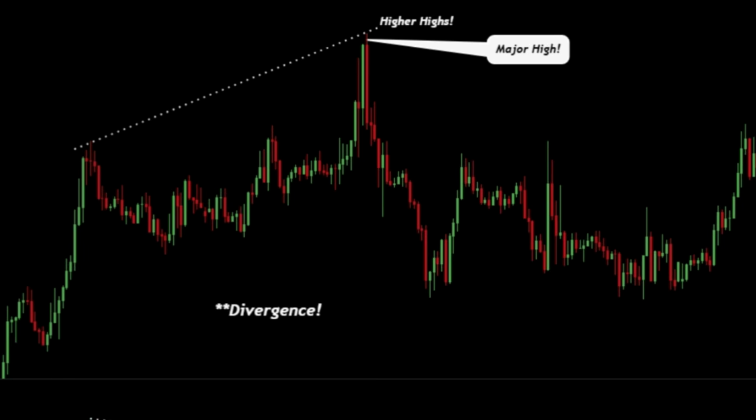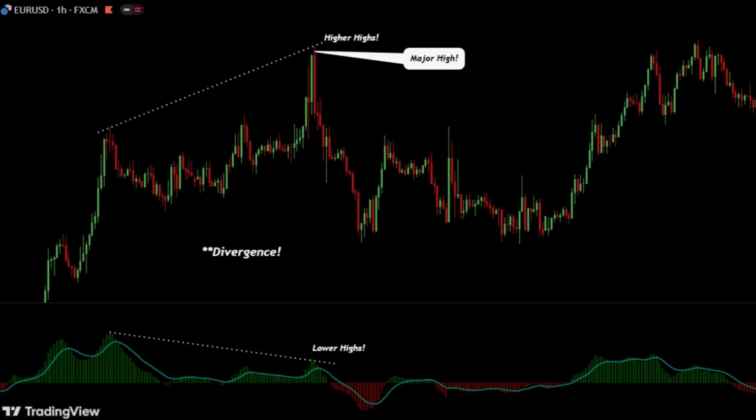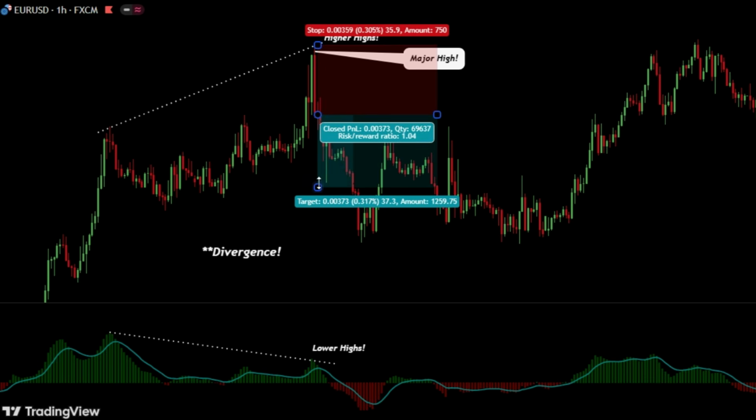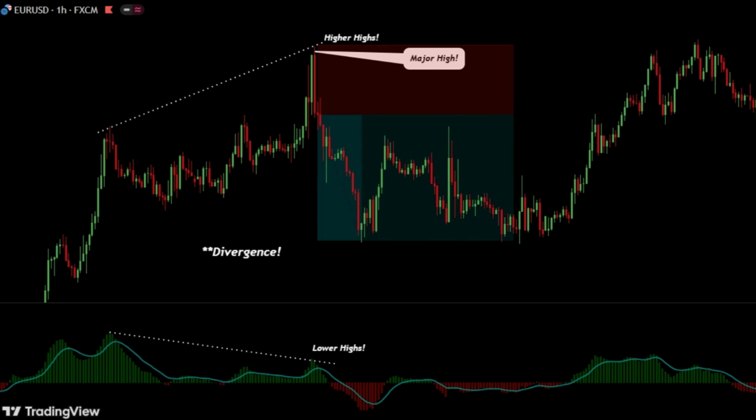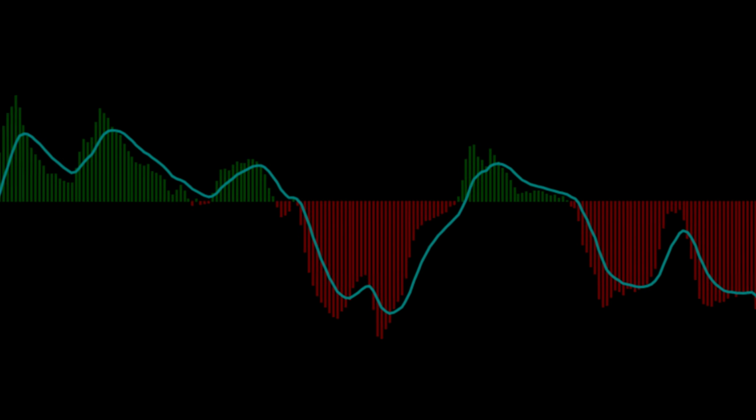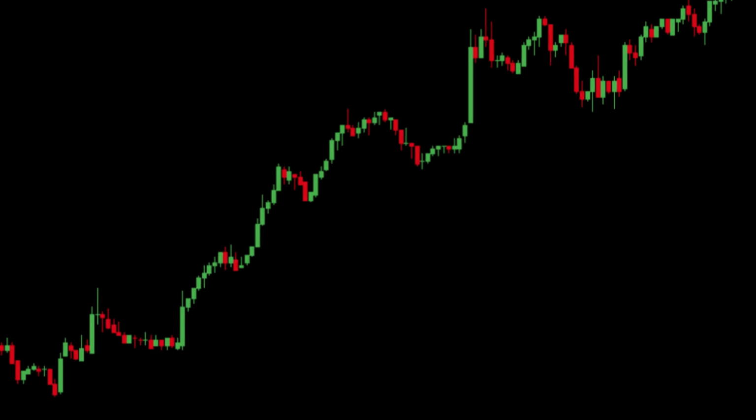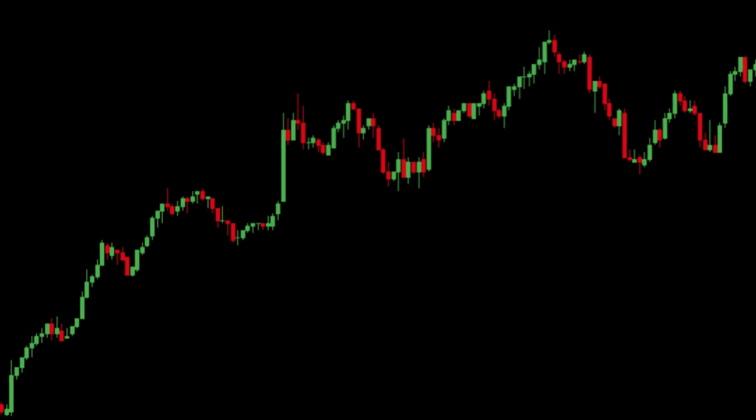And let me remind you once again, divergence doesn't tell you how far the price will fall or the exact point where the reversal will begin. It's simply a sign that the current trend is losing momentum and that a reversal could just be around the corner. Now that we know what divergence is, let me show you how to turn it into potential trading entries. Because in trading, timing and positioning are everything, and we need to be extra careful.